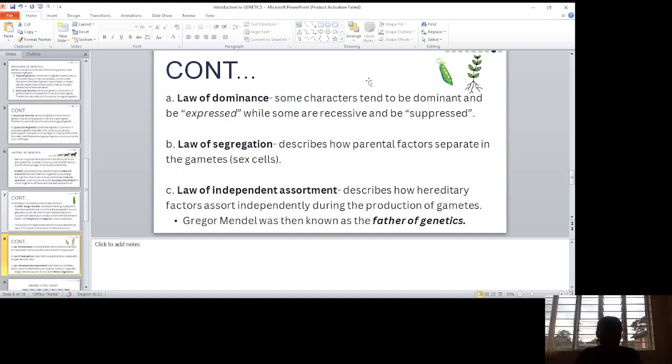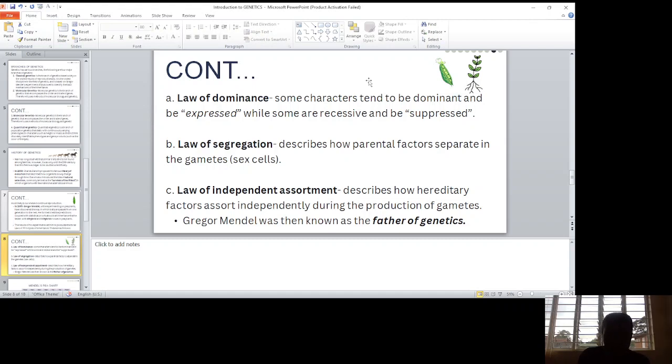So we move on to the laws of dominance as brought forth by Gregor Mendel. I'm going to ask one of you to go through that slide and read whatever they can see. Anyone who is willing to do so? Anyone? Yes, Onesimus?